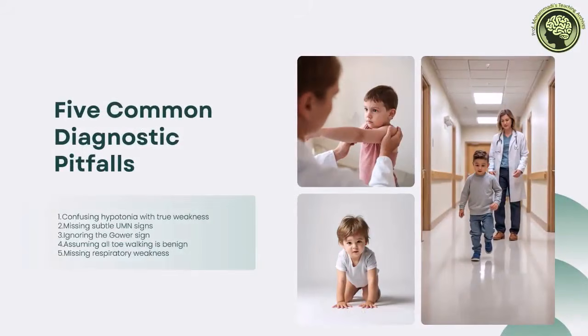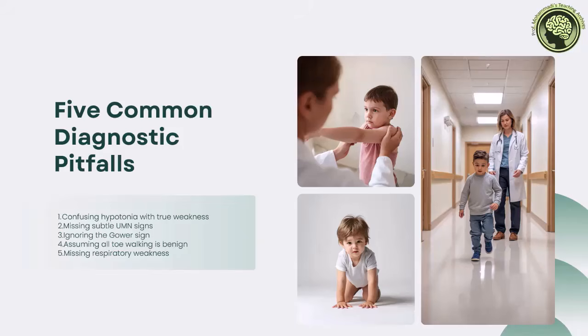The first is confusing hypotonia with true weakness. The second is missing subtle upper motor neuron signs, especially mild hyperreflexia or an abnormal plantar response. The third is ignoring the Gower sign, which may indicate proximal muscle weakness. The fourth is assuming that all toe walking is benign when spasticity, dystonia, contracture, or neuromuscular disease may be present.